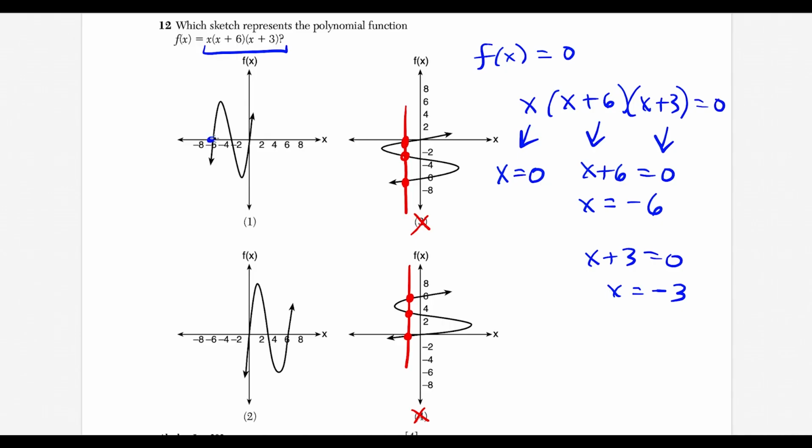And you could see it's going to match up with choice 1 because we have a root at negative 6, a root at negative 3, and a root at 0. Whereas here, the roots occur at 0, 3, and 6. So this one's out. Definitely choice 1.